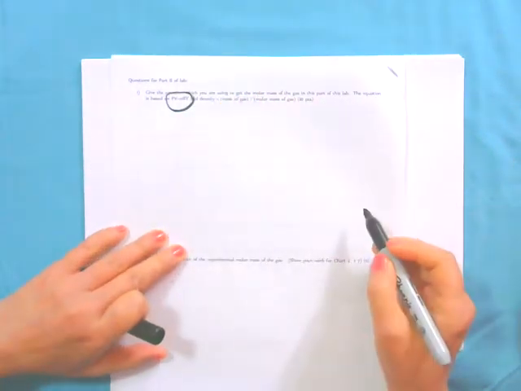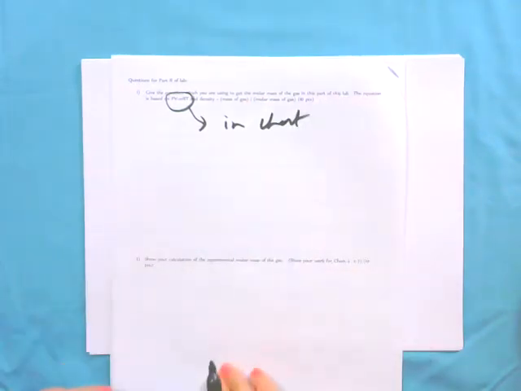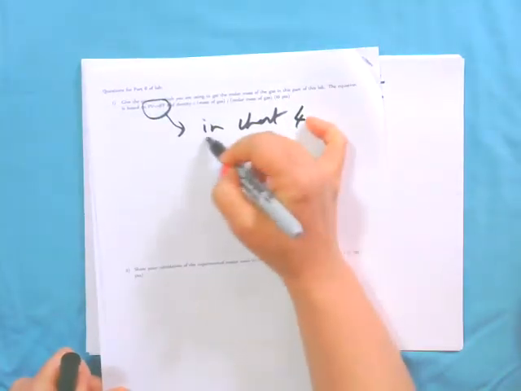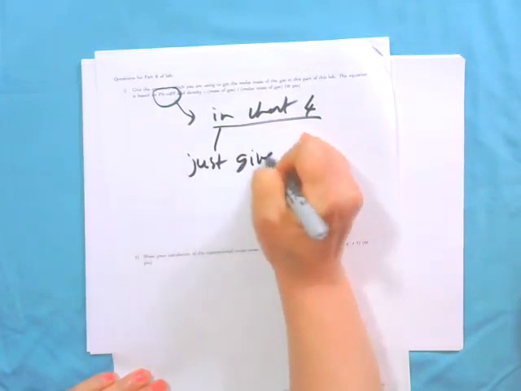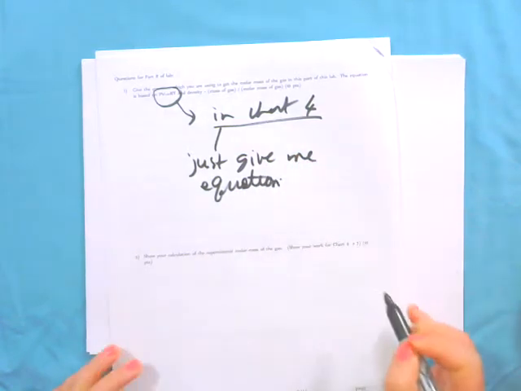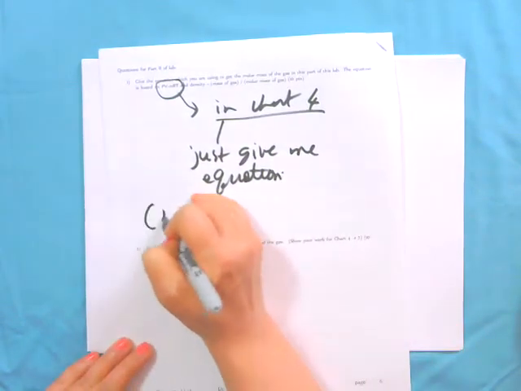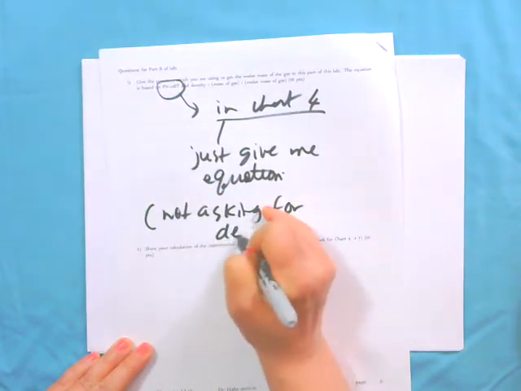Now, I gave you the equation. This equation is in chart 4. You will find the equation in chart 4. I'm just asking you for the equation with variables. I'm not asking you to plug in the numbers. Just give me the equation. I am not asking for the derivation.